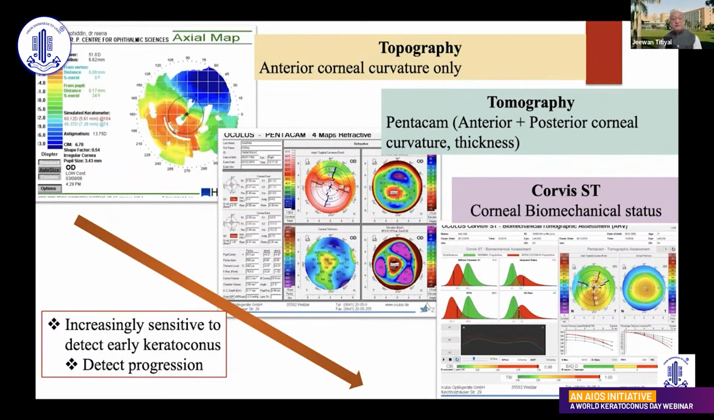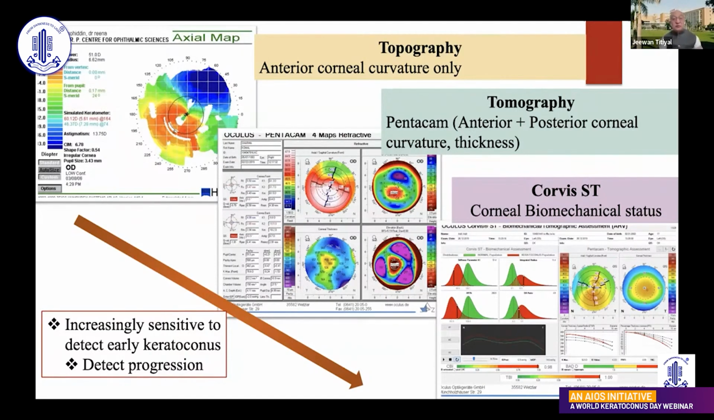If you see, there are 3 pictures I put here. One is a simple topography, which scans the anterior part of the cornea only. Then you have a tomography, which is like a CT scan type of picture, where a cut section of the cornea can be seen from the anterior to the posterior part. So it gives the entire detail of the corneal curvature and thickness from anterior to posterior. Then you have a device which can actually assess the mechanical or back strength of a cornea also.